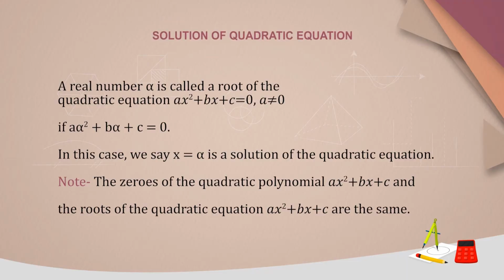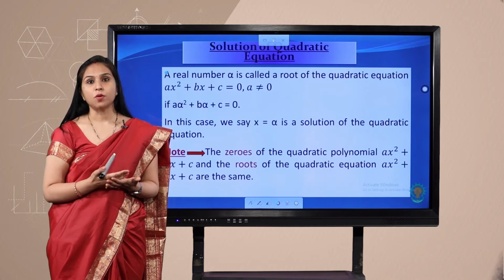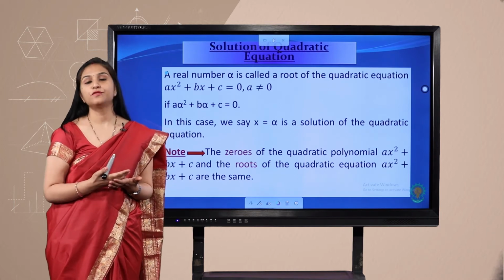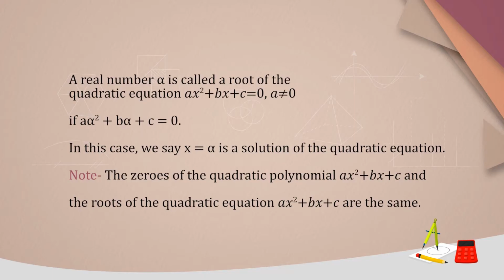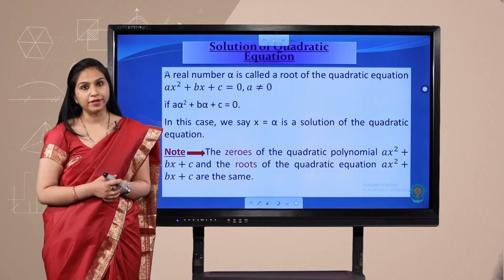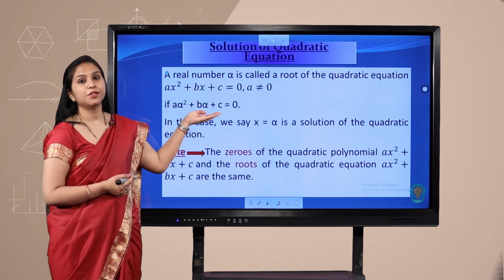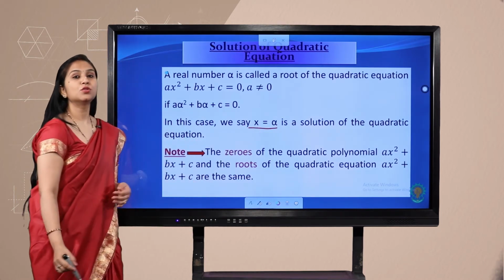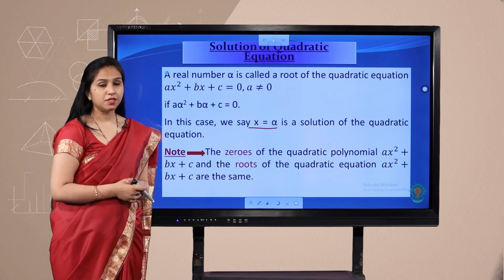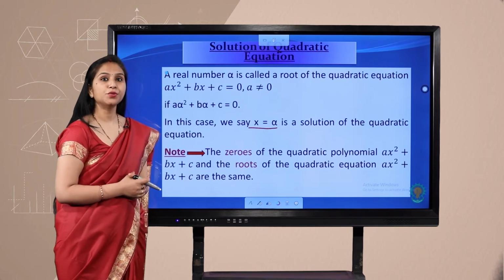A real number, let us understand about the solution of a quadratic equation. Solutions, zeros and roots are the same terms used for the zeros of a quadratic equation. So, a real number alpha is said to be a root or solution of a quadratic equation if on substituting alpha, the equation reduces to 0. In this case, we can say x = alpha is the solution of the given equation, because when we substitute alpha in place of x, the equation reduces to 0.